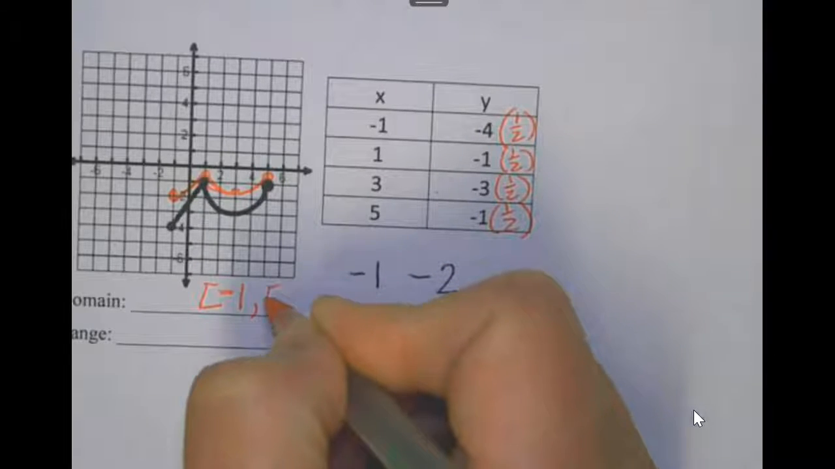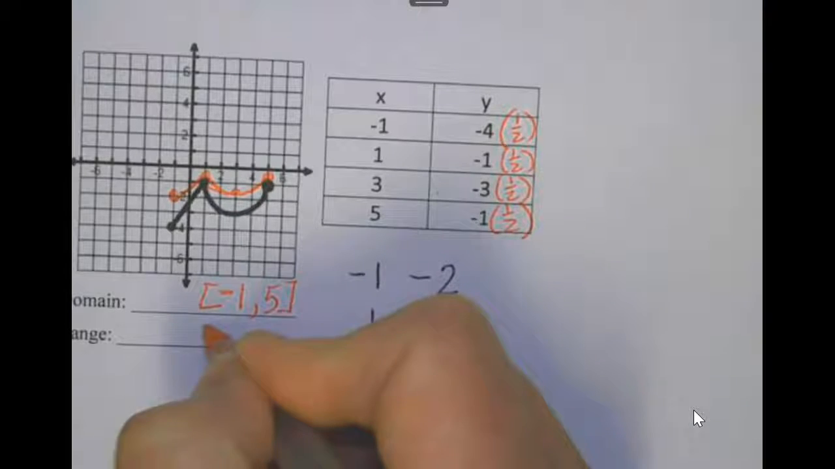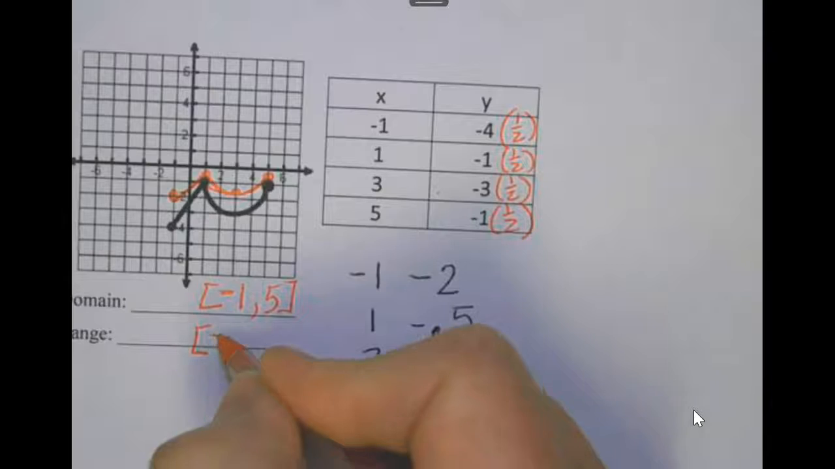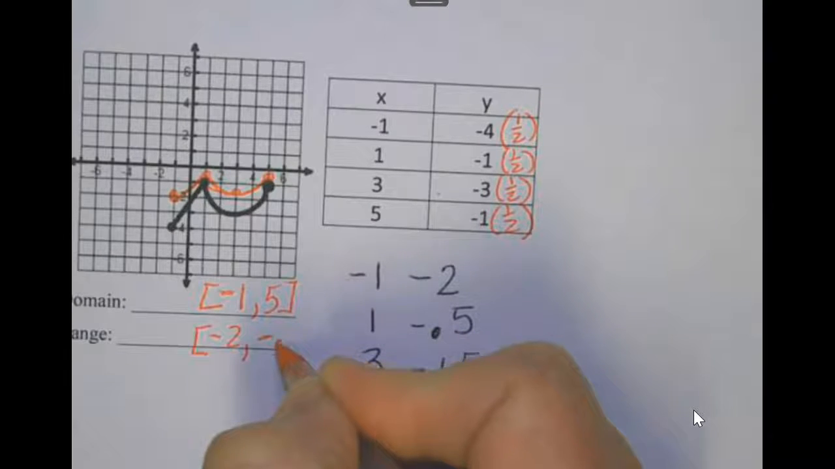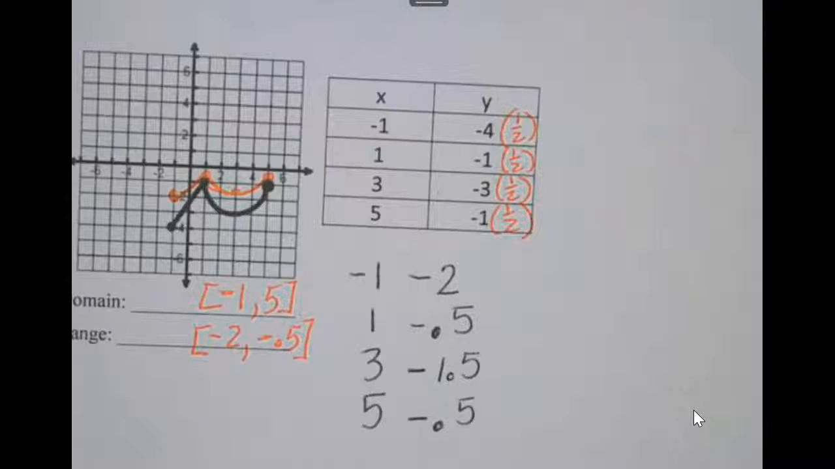-1 to +5 is the domain. -2 to -0.5 is my range. Now we're going to do problem number 3. Problem number 3 has several transformations, not just one.